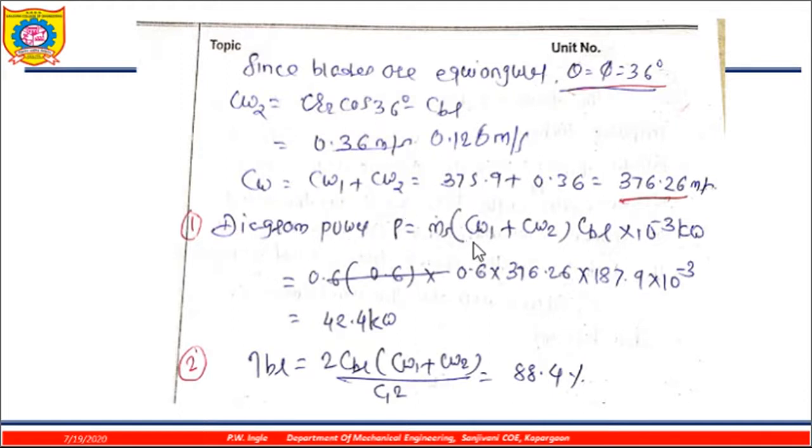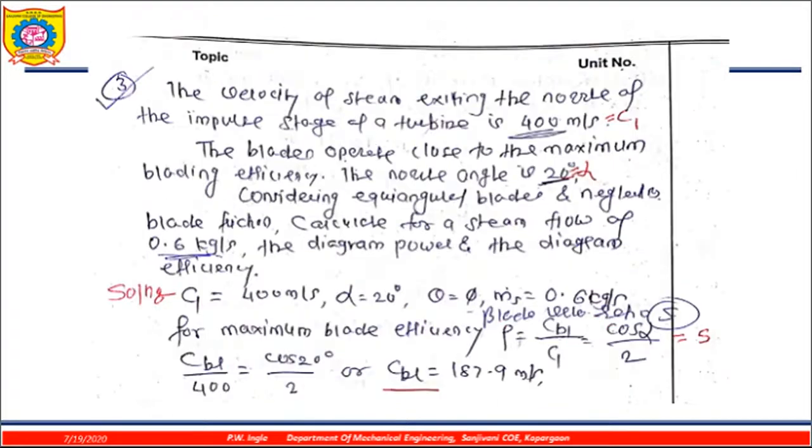So diagram power equal to m_s in bracket CW1 plus CW2 into CBL into 10 to the power minus 3 to convert it into kilowatt. You are getting 42.4 kilowatt and blade efficiency equal to 88.4%. So what is important over here? Maximum blading efficiency. So this is the maximum blade efficiency condition. This we already discussed.